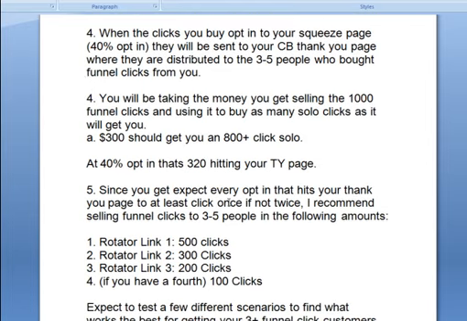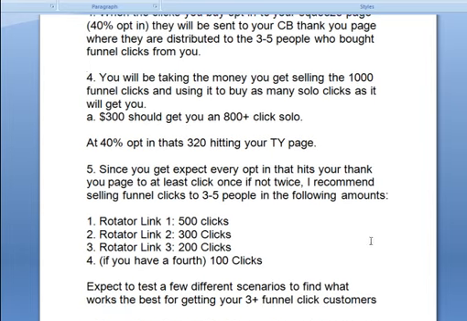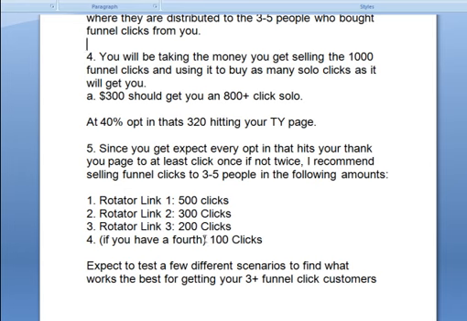Now, since you expect every opt-in to hit your thank you page to click at least once, if not twice, and I'm really talking about the first position there, I recommend selling the funnel clicks, and we just talked about this, to 3 to 5 people in the following amounts. Rotator link number 1, 500 clicks. Link number 2, 300, and link number 3, 200. Now, if you have a fourth or a fifth, and I wouldn't do more than 5 people max, put 100 clickers in there.